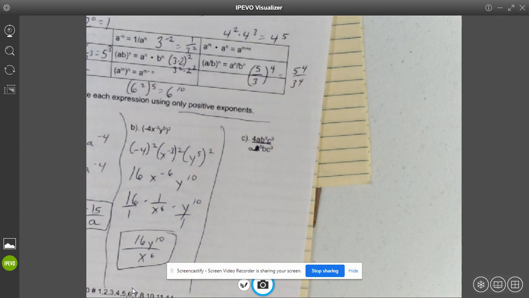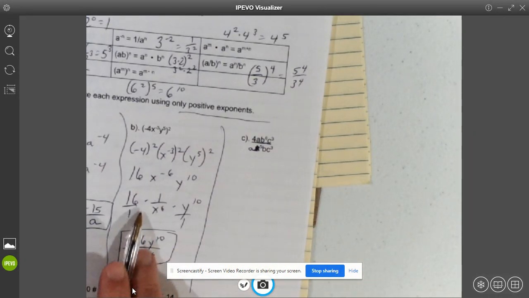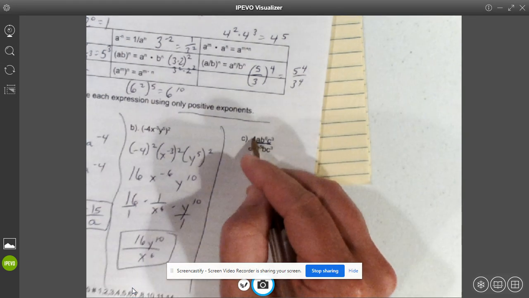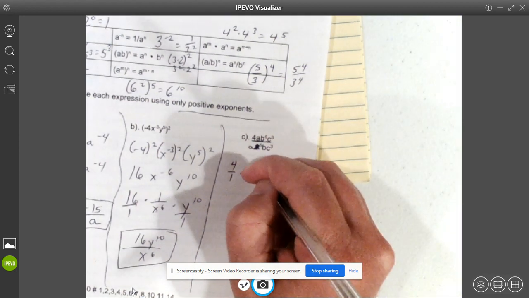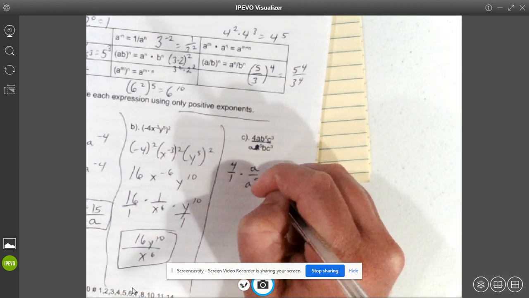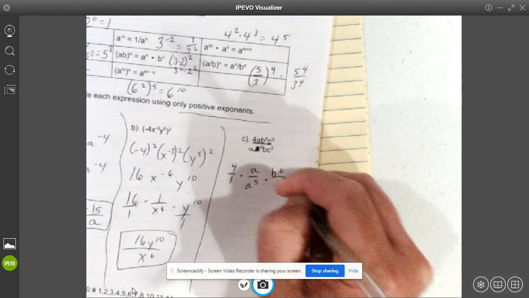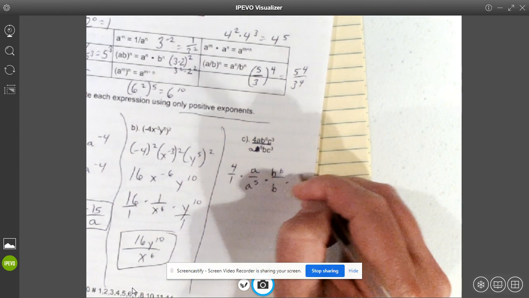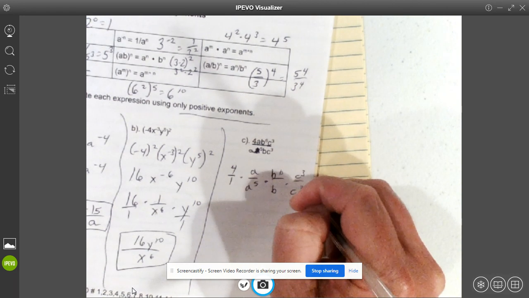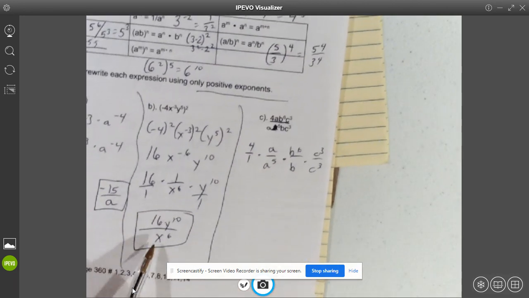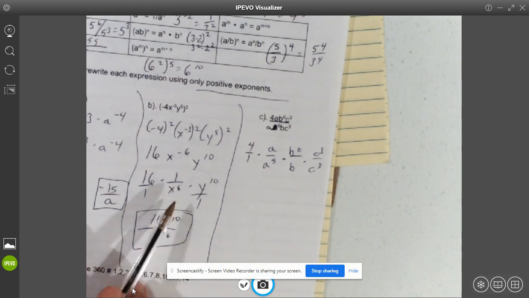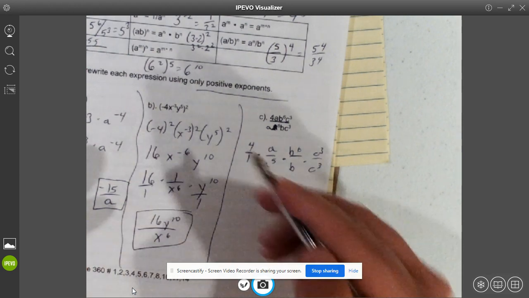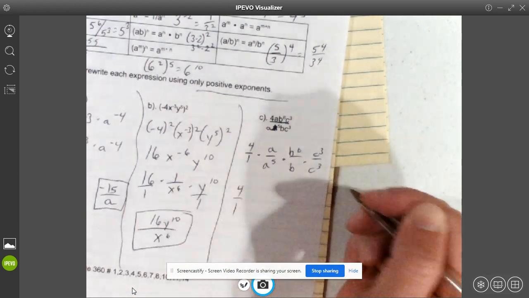Holy cow. All right, so what can I do here? Well, here, they've already got it written this way for me. I want to break it apart into this. All right, so I'm going to write it as 4 over 1 times a over a to the 5th times b to the 6th over b times c cubed over c cubed. So again, we're kind of working this thing backwards where they gave it to me like this, but I want to explode it. I want to break it up into these parts. So now let's see. Well, 4 over 1, there's not much I can do with that. I'm going to leave that 4 over 1.